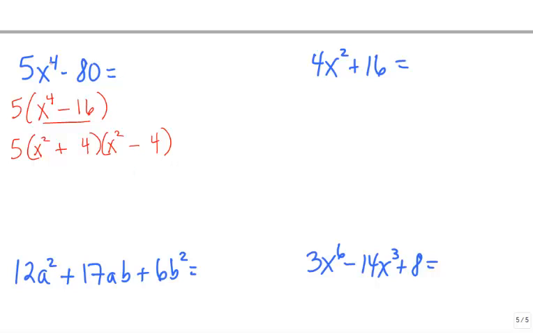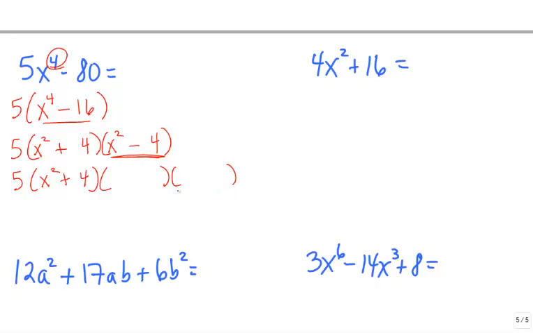Remember, when you have these higher powered problems, especially x to the 4ths or higher, they're often going to factor multiple times. So this isn't done because this is now a difference of squares as well. So it's going to factor some more. So bring down your 5, bring down your x squared plus 4. Remember, that one doesn't factor anymore because it's a sum of squares, not a difference. But then this last one will break down even more.